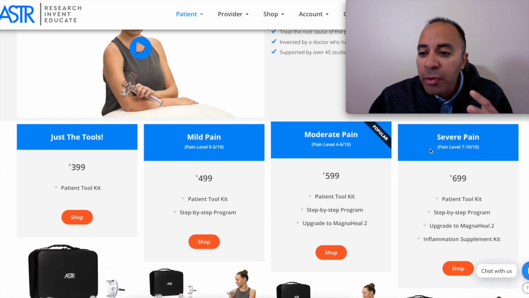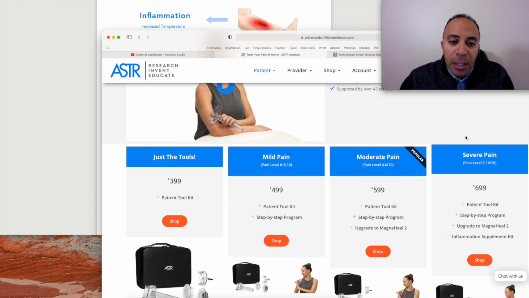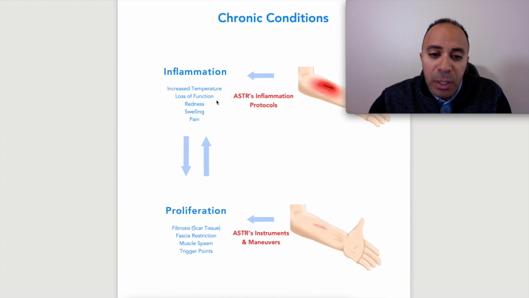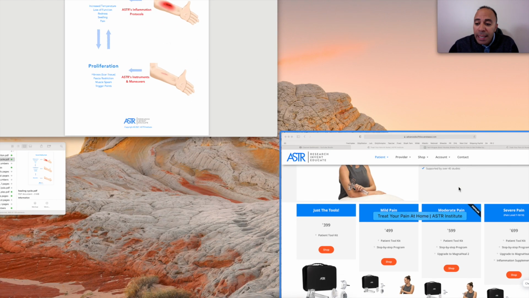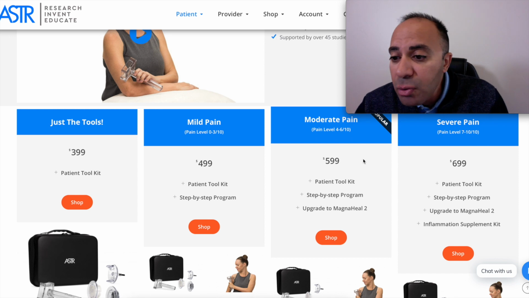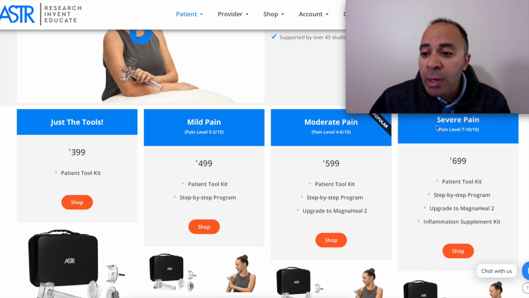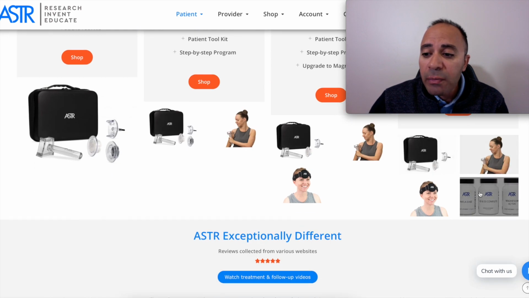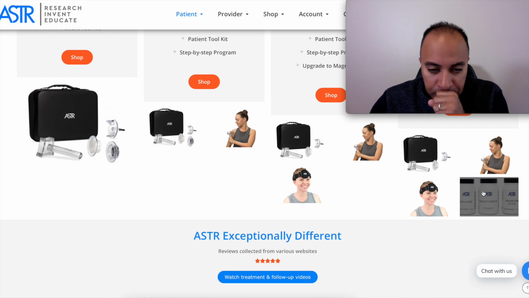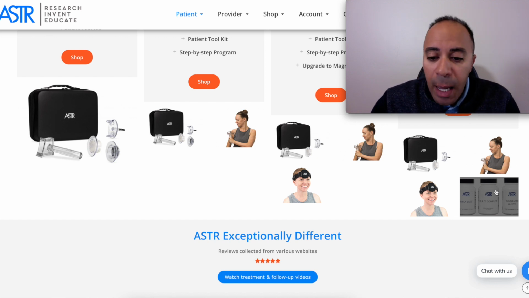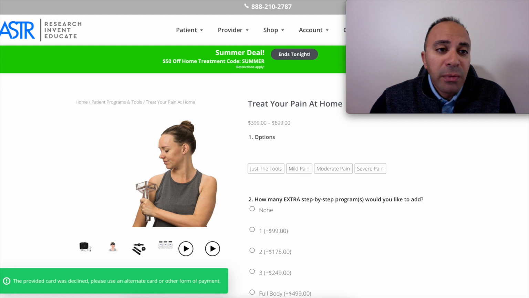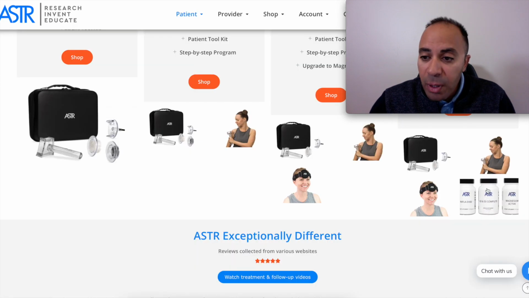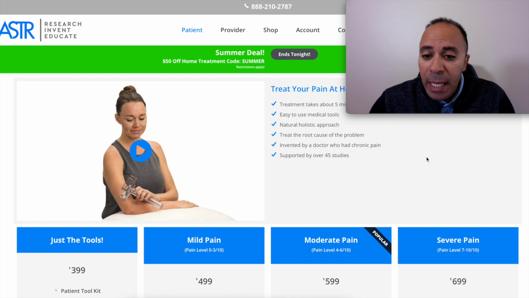And lastly, if you are in severe pain and you are really going back and forth between inflammation and proliferation, and your pain is 7 to 10 out of 10, we recommend the severe pain package because it includes the anti-inflammatory supplements. These are supplements that, based on several studies, address very common deficiencies for patients who have severe inflammation, and that's the severe pain package.